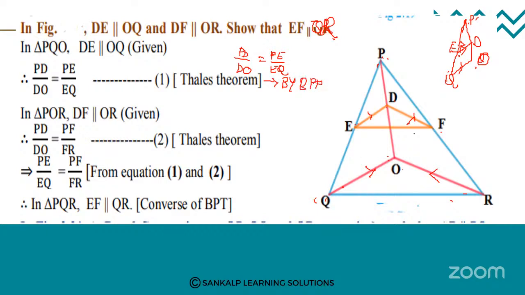Next, another thing they have given, that is DF is parallel to OR. For that, you need to consider this triangle. Which triangle should we consider now? POR, right?